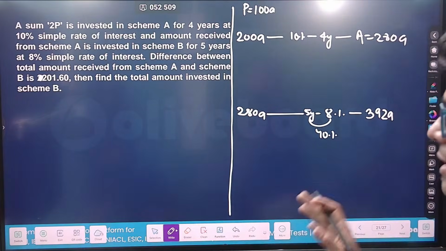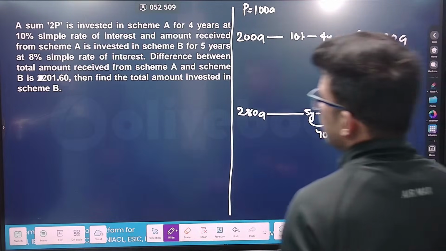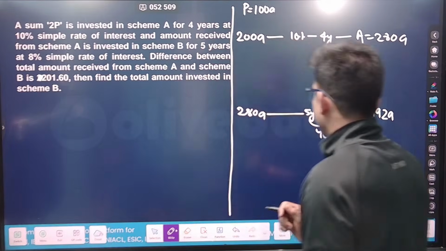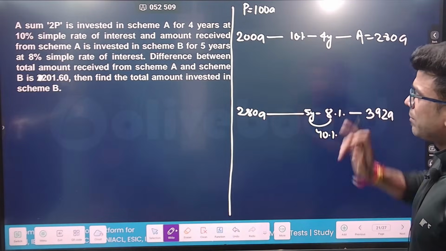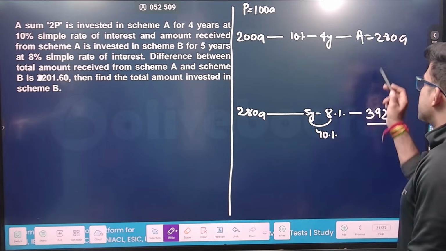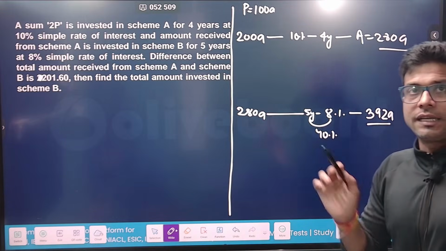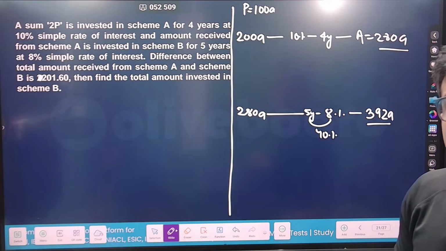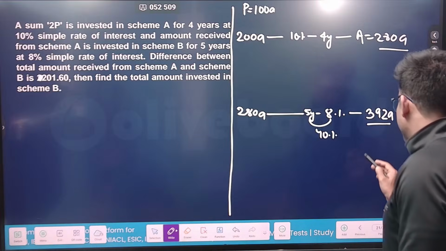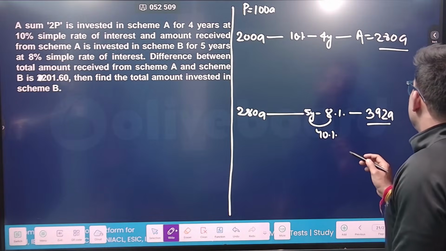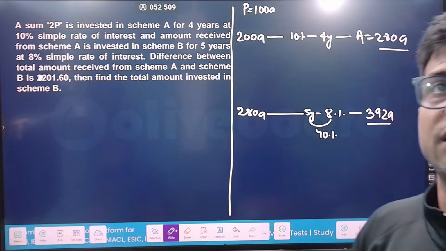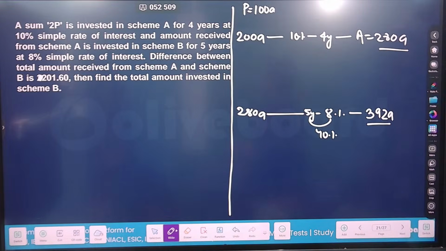Now see, this question has been done if you have cleared this all part. Basically, the difference between the total amount received from scheme A and scheme B. In scheme B you received 392A, in scheme A you receive 280A. This is the difference. What is the difference, guys? How much would be the difference? Come on, say fast. Everyone in the class, say.